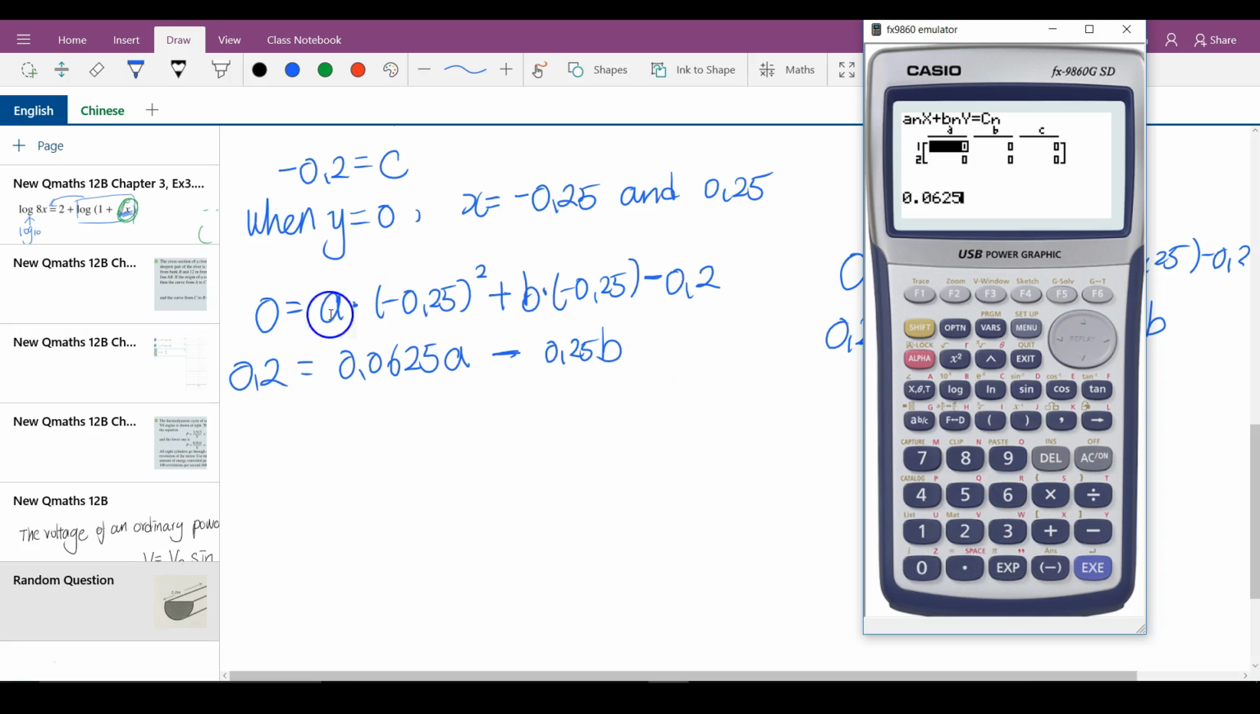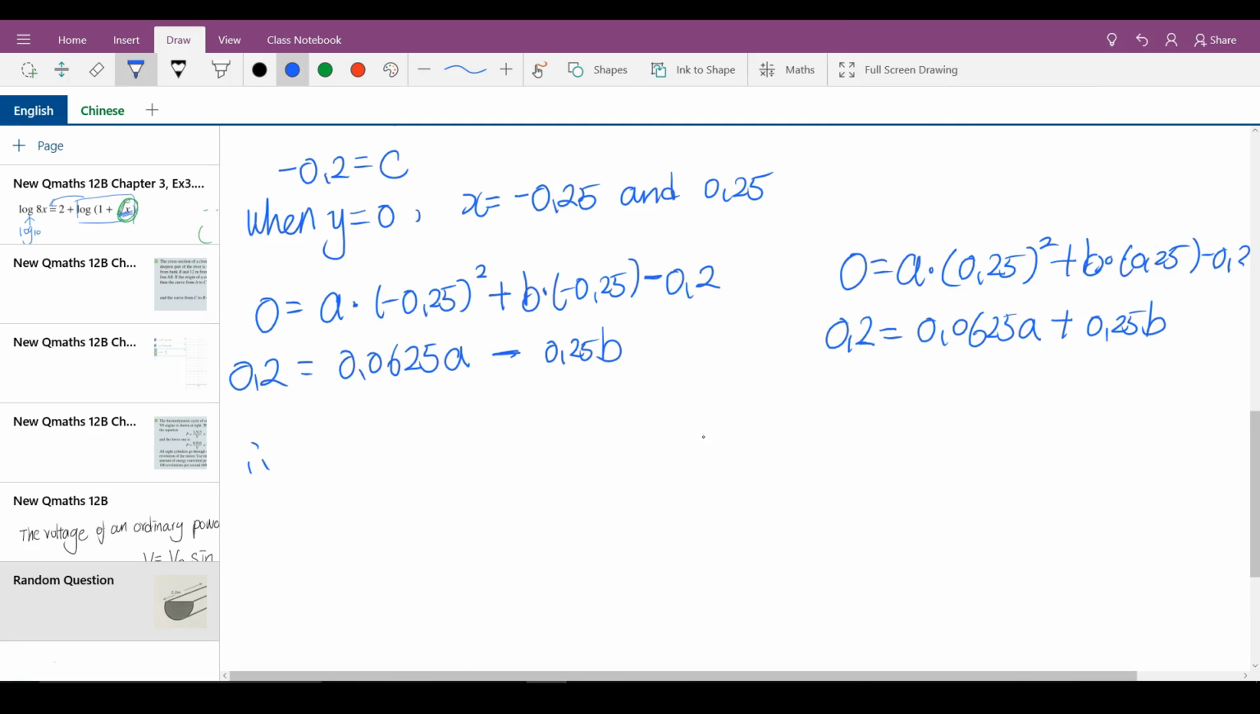I'm entering the first function: 0.0625, then negative 0.25 here, and the next bit which is just 0.2. Next function is pretty much the same thing: 0.0625, but this time positive 0.25, and 0.2. After that we go solve. We've got 3.2 and 0. So 3.2 is our A and 0 is our B.